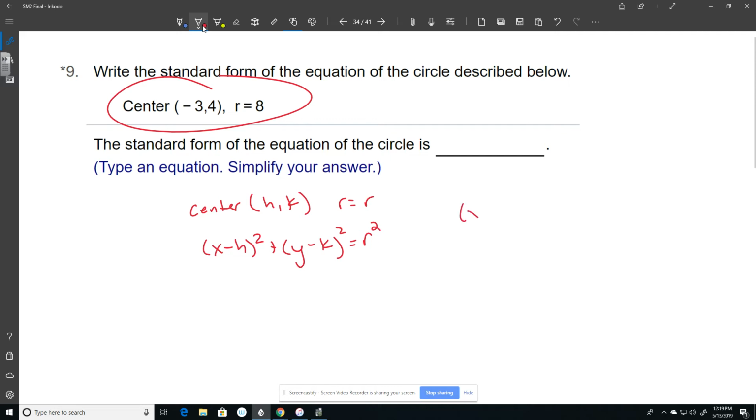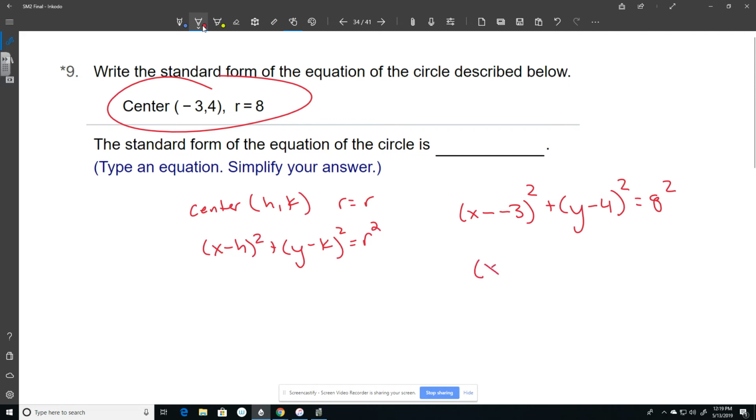So x minus h, which is a -3, squared plus y minus k, which is 4, squared equals r squared, which in this case is 8 squared. Don't forget the squares on these. You'll get the question wrong. And it's one of the only things that you need to do correct. So you're not going to get partial credit if you don't remember to do that.